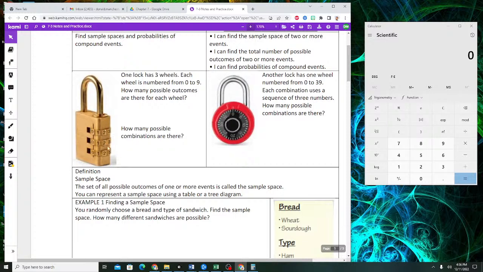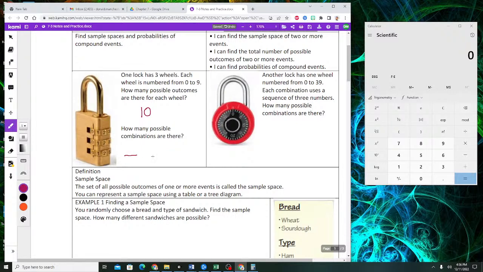One lock has 3 wheels. Each wheel is numbered from 0 to 9. How many possible outcomes are there for each wheel? This is an important question because many people think that there's just 9 possible outcomes. However, there's 10 because it's 0 through 9. So there's 10 possible outcomes. Well, how many possible combinations are there?